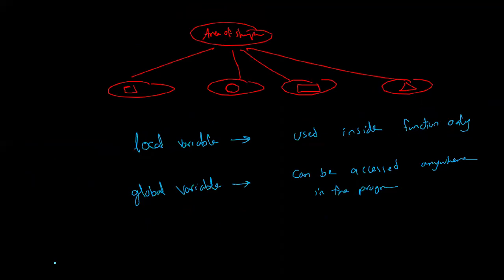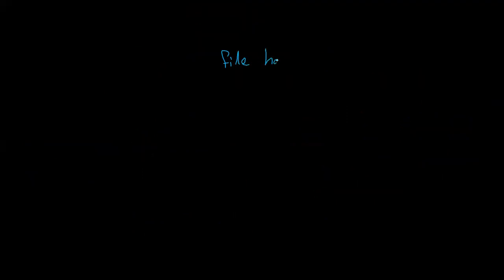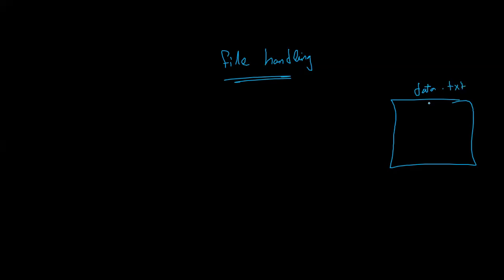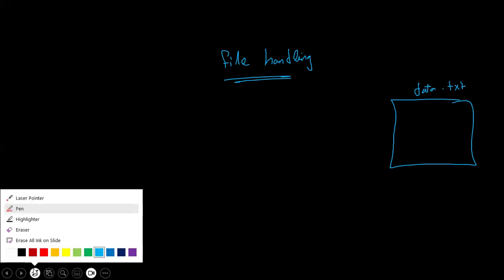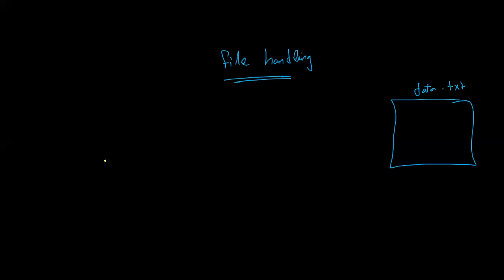Now let's talk about file handling. File handling, which we can use to read data or write data in a file. If I have a file, for example called data.txt, and I want to open this file to write, or to read data from it, I will tell you how you can do it using pseudocode or using Python.